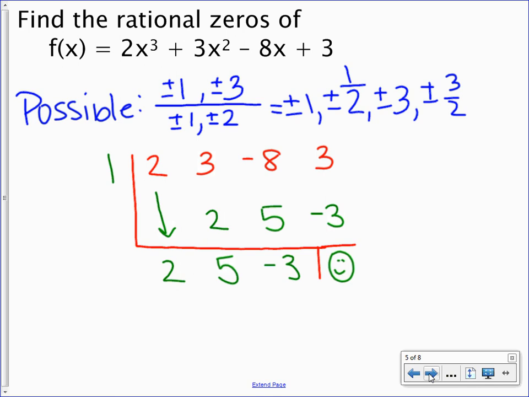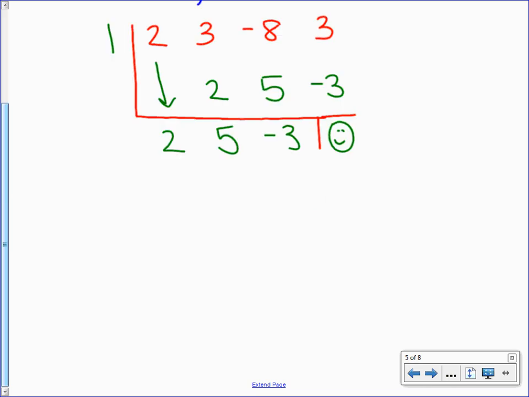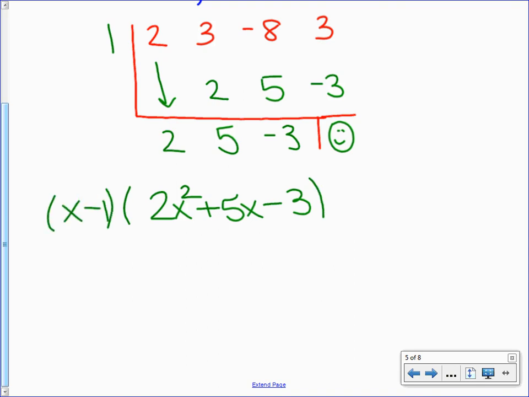Okay, so we have found a 0. Yay! Now what can we do? We started out with a cubic function. We are now down to a quadratic. So what we have left is 2x squared plus 5x minus 3. Right? And we know that this is still times x minus 1 because 1 was a 0. Okay, so let's factor this right here.